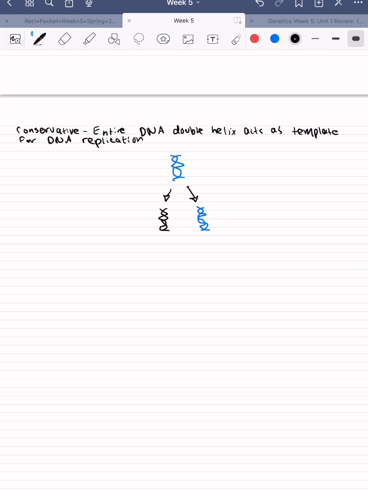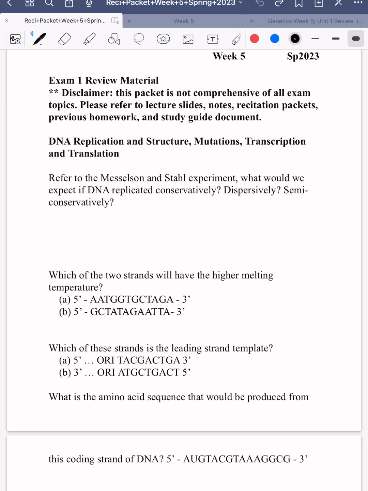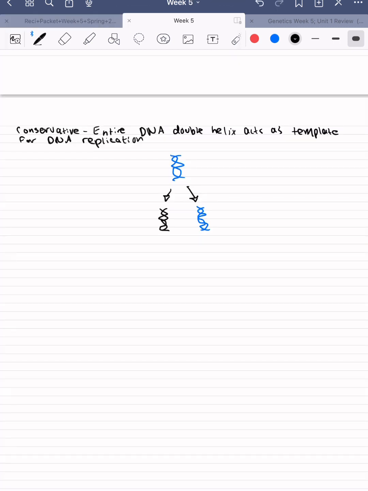The other part of the question talks about the dispersive model. So the dispersive model essentially says that when DNA replicates into two molecules, it replicates so that both of the molecules are mixtures or hybrids of the parental and new daughter DNA.